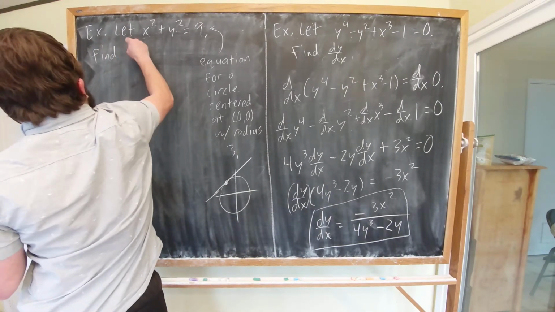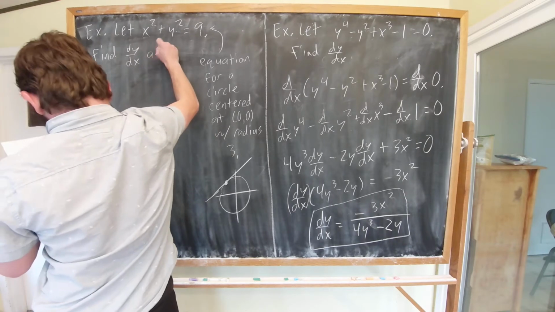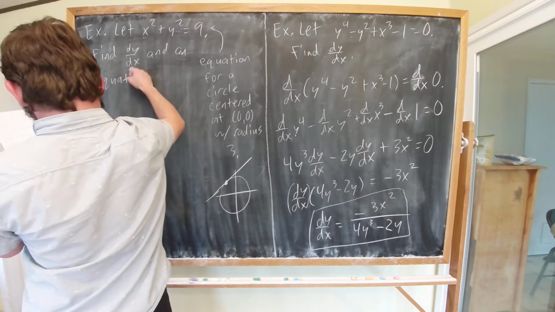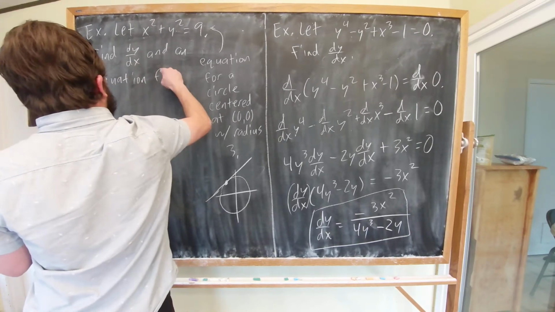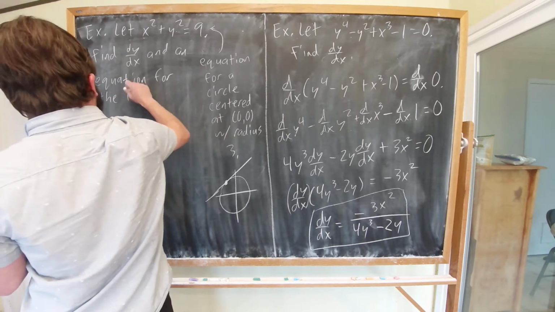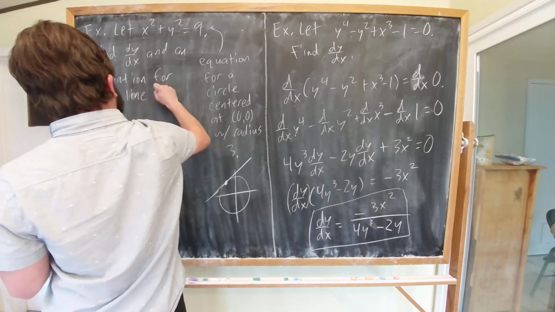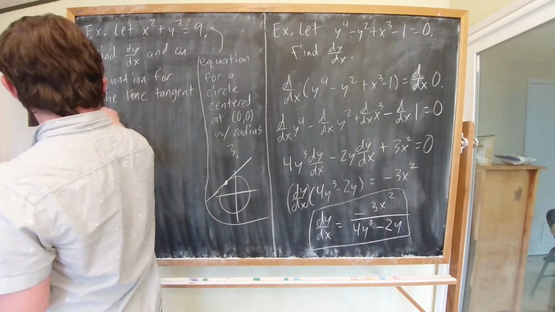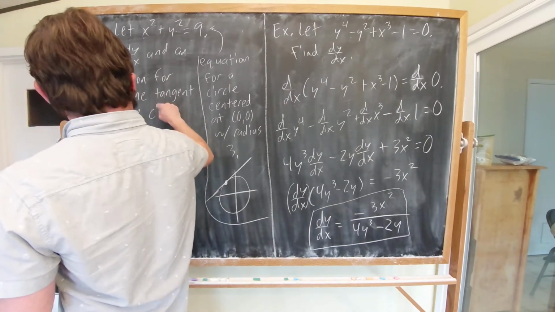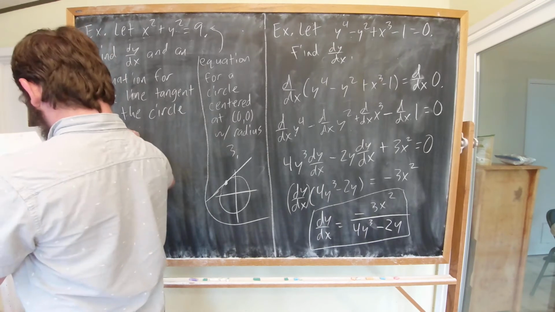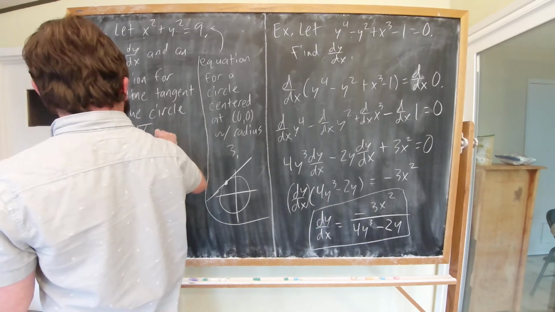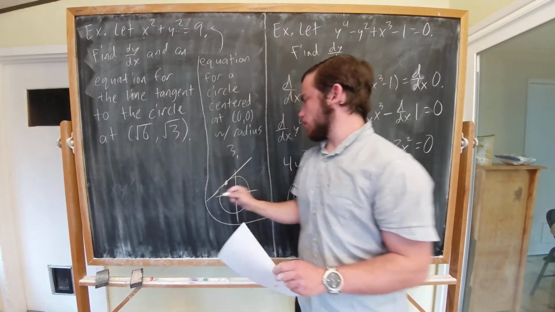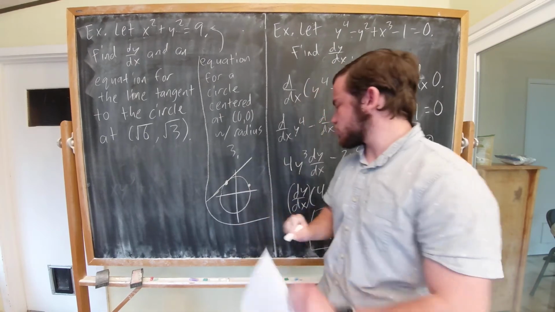Let's find dy/dx and an equation for the line tangent to the circle at the point (square root of 6, square root of 3). So (square root of 6, square root of 3) is a point that's on the circle. I think it'd be like here-ish, roughly.